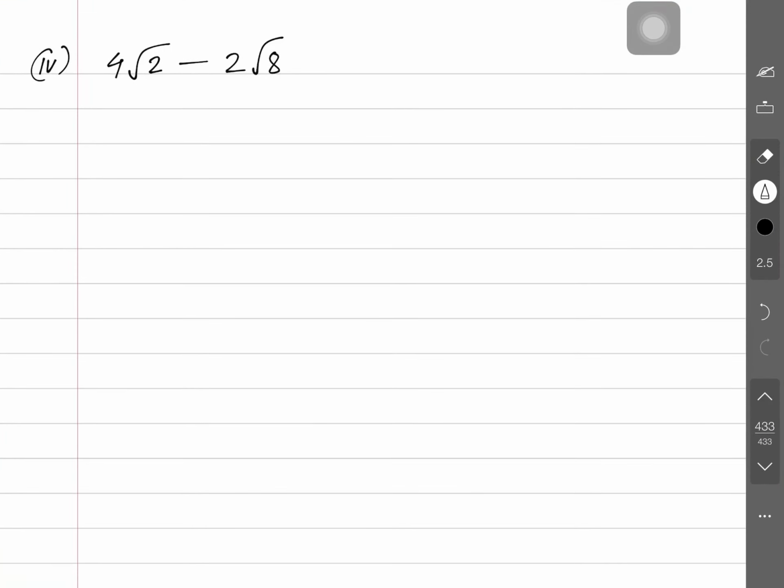Next is 4 root 2, and this has the power 2 equal to the index, so it will come out as root 2, but the second 2 does not. Together these give 3 root 2 over 2. Is that clear? Now further, 4 root 2 minus 4 root 2 plus 3 by 2 and root 2.